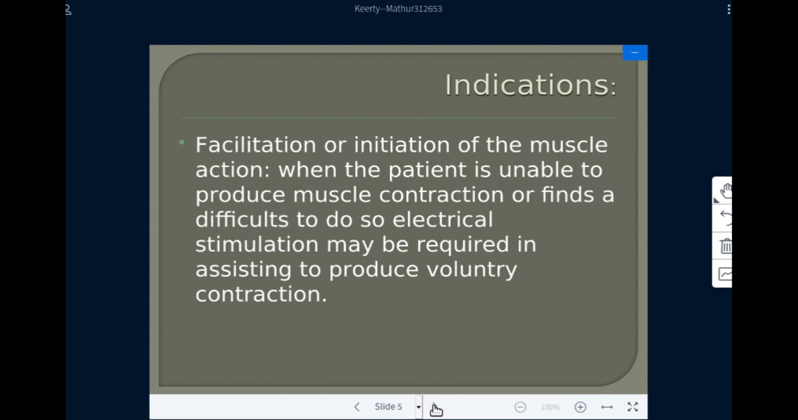It is also used for facilitation or initiation of muscle action. When the patient is unable to produce muscle contraction or finds difficulty to do so, electrical stimulation may be required to assist in producing voluntary contraction. This happens in hemiplegic patients or in cases of disuse atrophies where muscle function is lost. So when we are initiating or facilitating a muscle action, galvanic current can be used.